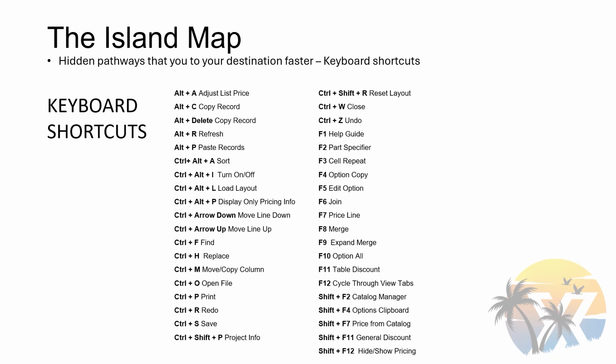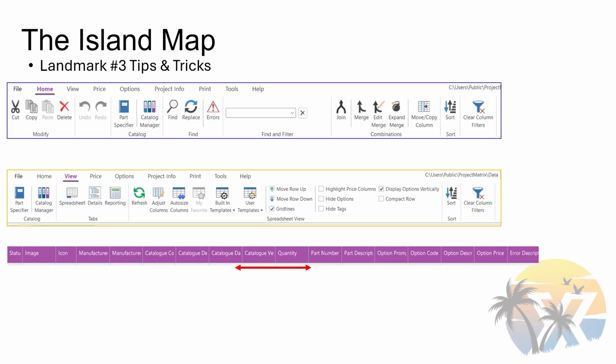These tabs and headers at the top of your screen are the tools that make your journey smoother and more efficient, like the map and compass you keep close by. The very first stop is the Home tab. This is where you'll find some of your most essential tools: the part specifier, catalog manager, and that trusty magnifying glass for searching. Think of it like your traveler's guide.